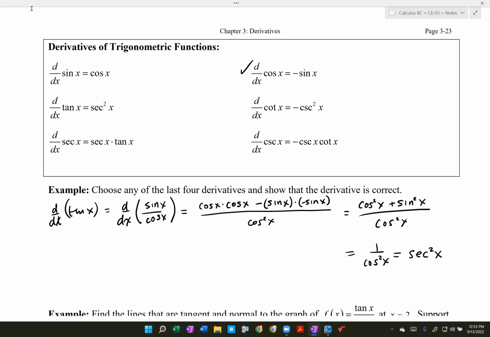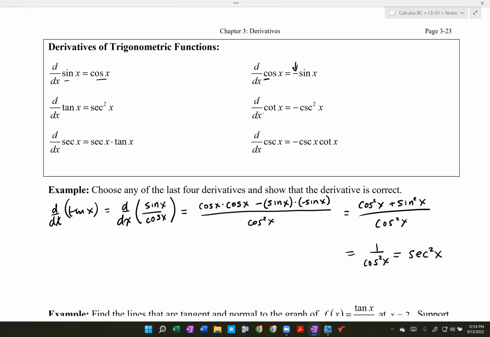Here's another reason why I have this table written as it is. I want you to note something. I've got derivative of sine is cosine. Derivative of cosine is negative sine. But let me say this with a little different emphasis. The derivative of cosine is negative sine.